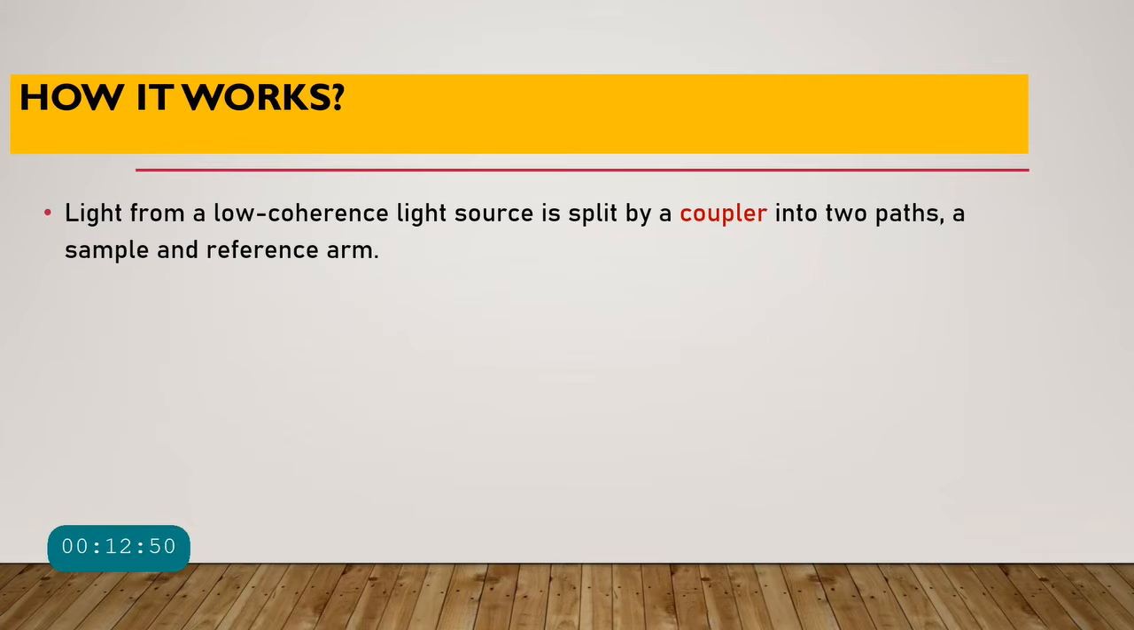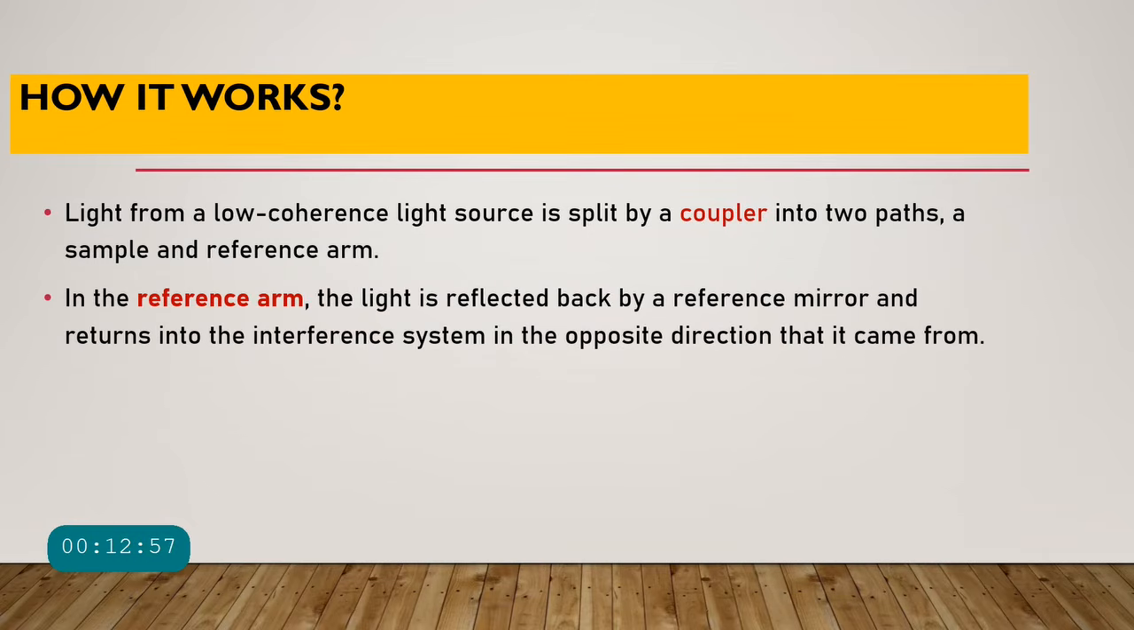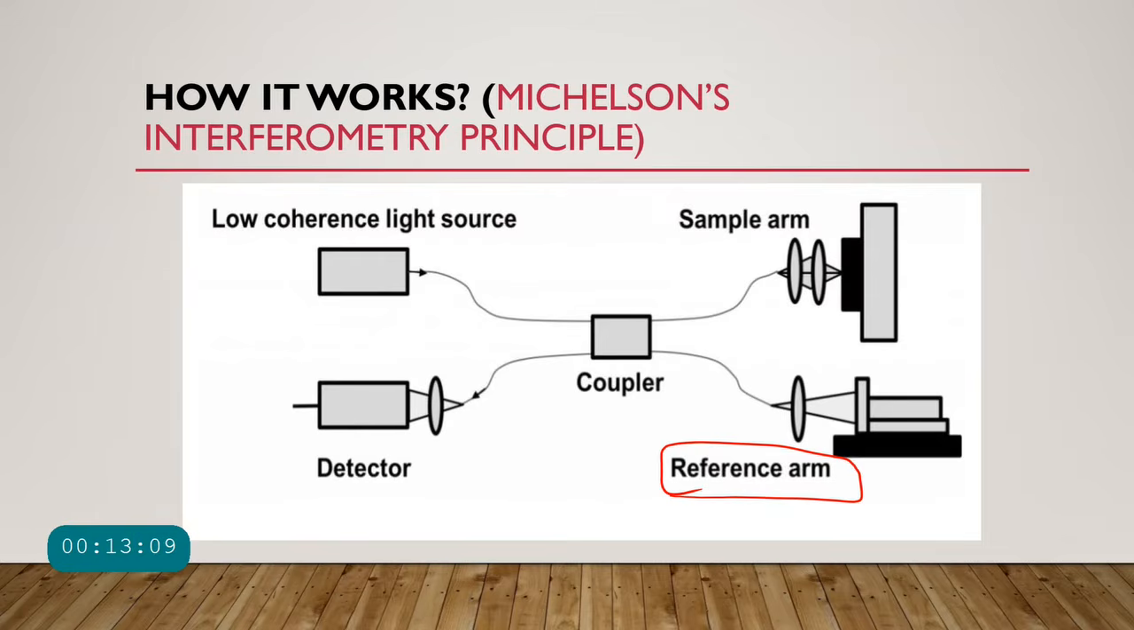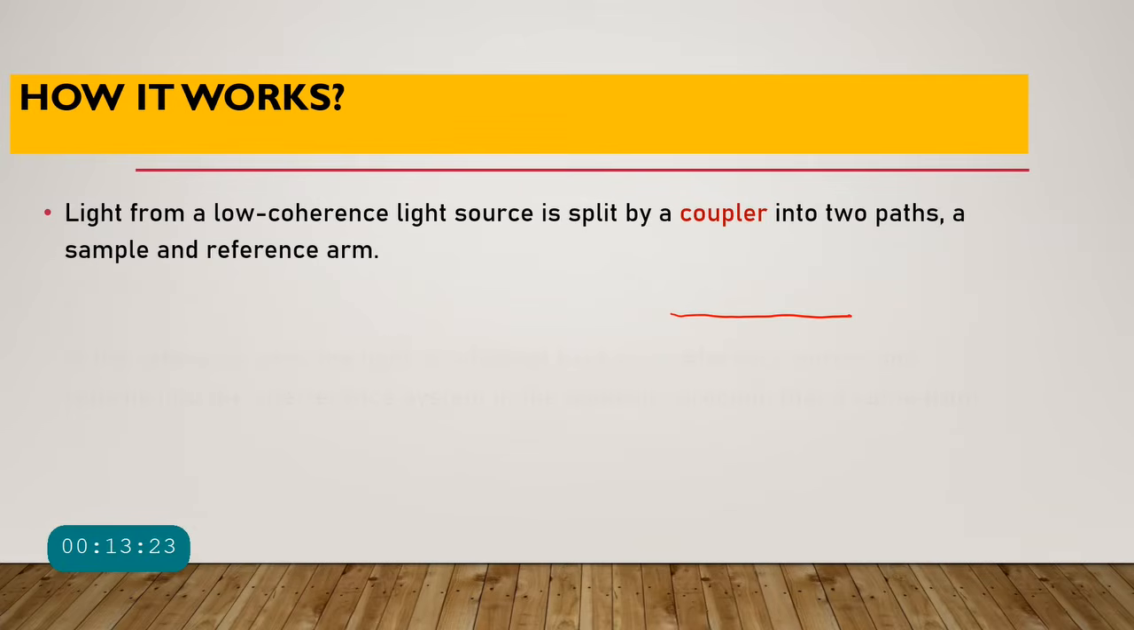So light from a low coherence light, as I told you, is going to a coupler, and the coupler is going to split it into two parts, a sample and a reference. The reference arm light will be reflected by a reference mirror, and it will return to the interference system in the opposite direction from where it came from. So as I told you over here, it's a low coherence light. From here, one is going to the sample, one is going to the reference. Here we have a mirror. As you can see, this mirror will reflect it back and then send it to the detector. Same thing will be done in the sample arm as well.